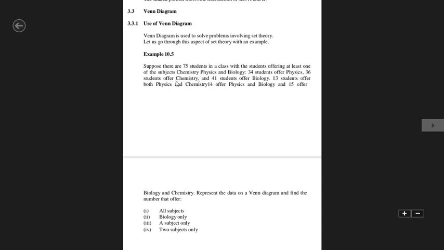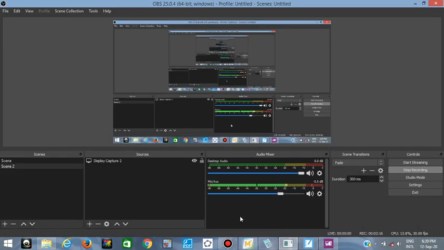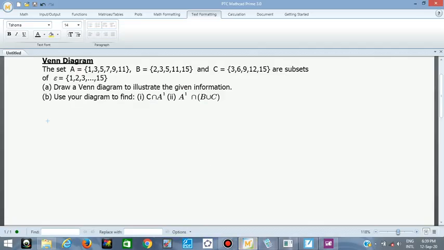So before we solve this, let me solve this example for us. With this example, I think you will understand Venn diagram very well. So let me explain this example. With this example, you will see what the question is talking about.